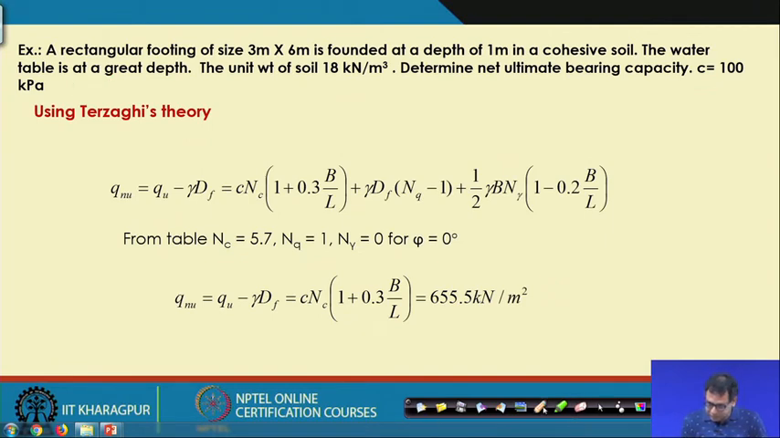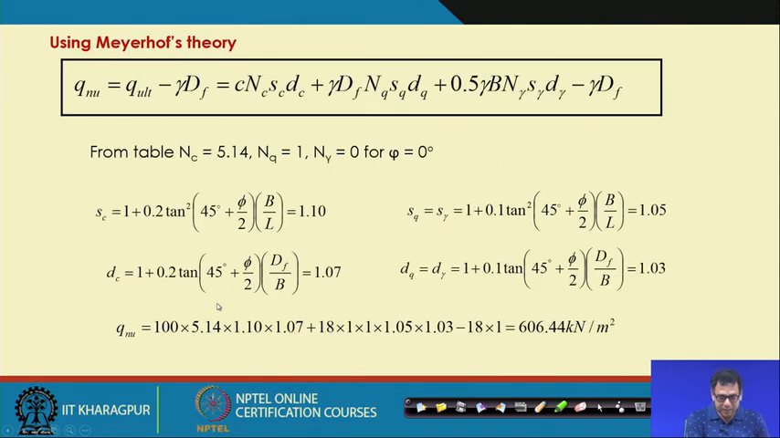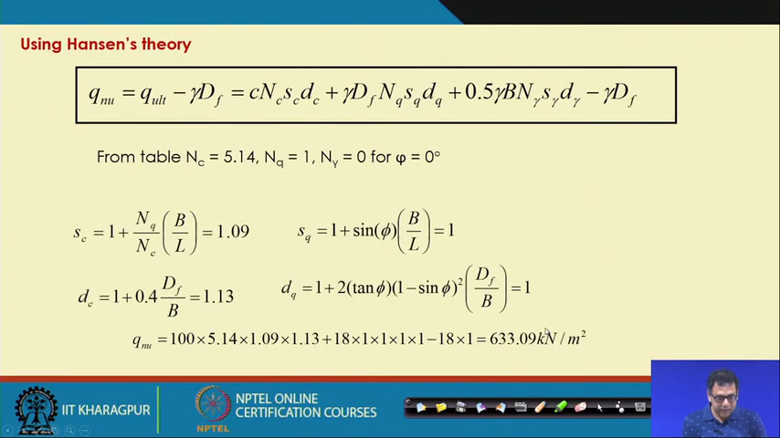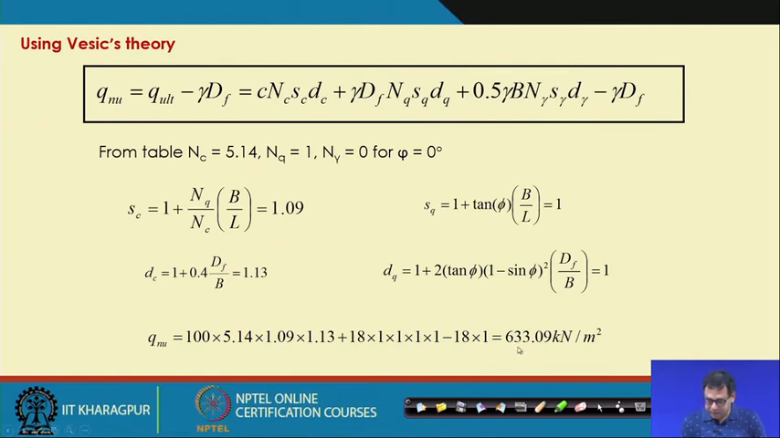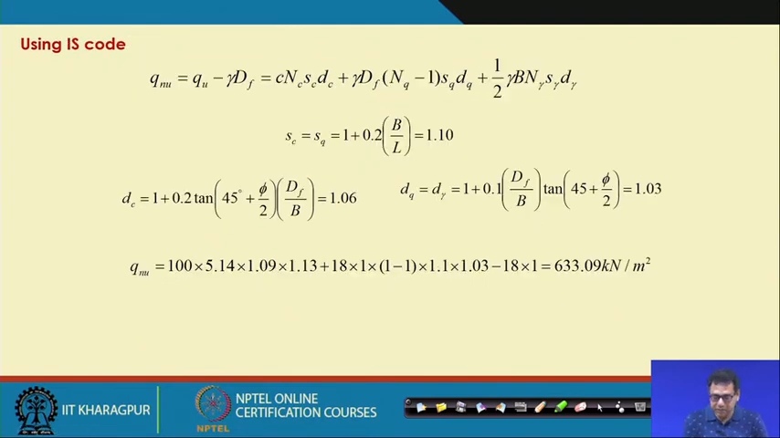Okay. So, now this is Terzaghi's theory, then this is Meyerhof's theory I am using, and with all these factors, again the load is perfectly vertical and acting at the center, that means no inclination, no eccentricity. And this is the value, and similarly for Hansen's theory I am getting this value. Okay. And using Vesic's theory I am getting 633.09 kilonewton per meter square. If I use the IS code method, then I am getting 633.09 kilonewton per meter square.